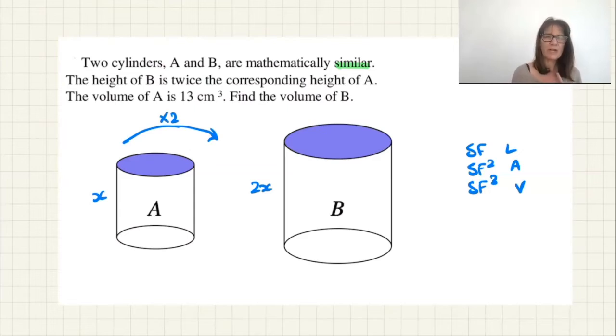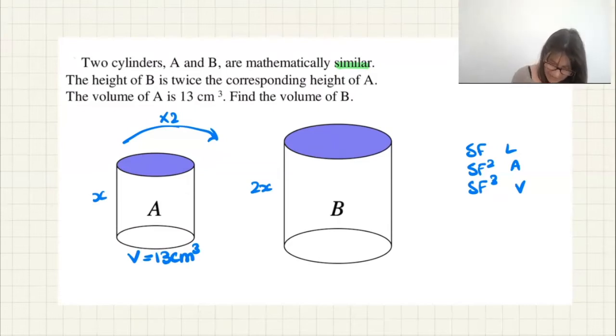It says the volume of A is 13 centimeters cubed. So the volume here is 13 centimeters cubed. And that is another thing that I would do. There is a nice diagram, but they haven't put anything on it. So take the information and get it onto your diagram, okay? And now, hopefully, it's all fairly straightforward from here.